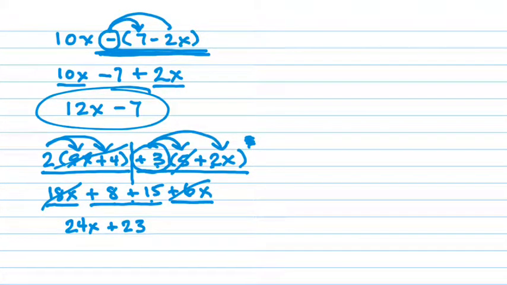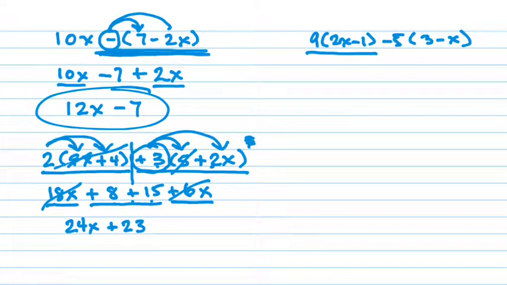Number 10. Okay? No problem. I can do these all day. 9 times 2x minus 1 minus 5 times 3 minus x. Okay, number 10. First thing I look for are brackets. Do I have any? Yes. How many? 2. Where does the first one begin? At the 9. 9 goes all the way to the end of the bracket. Where does the second one begin? With the negative 5 and goes all the way to the end.